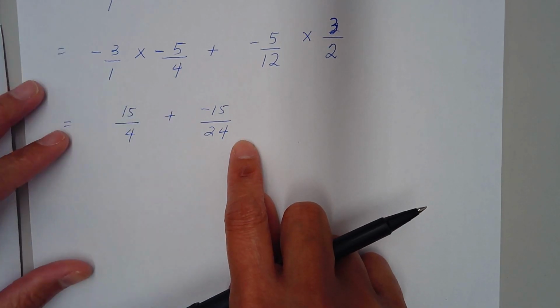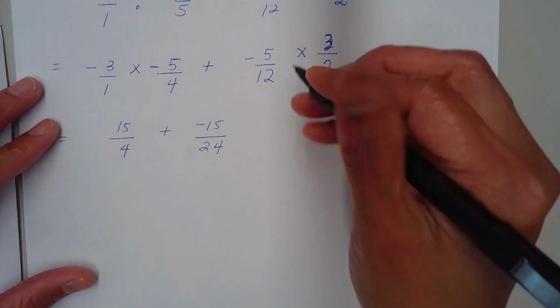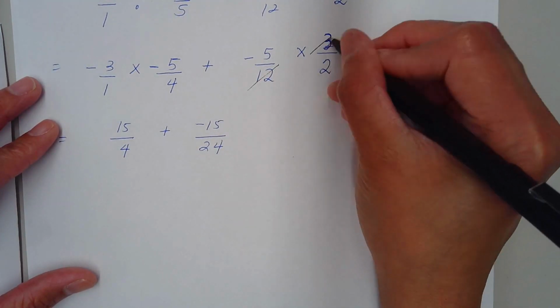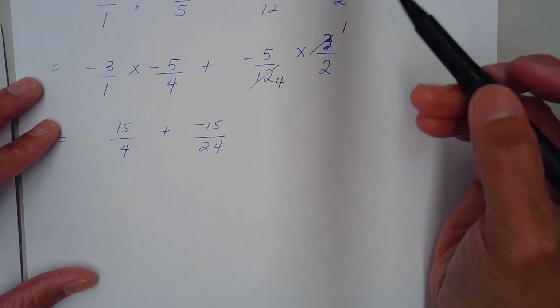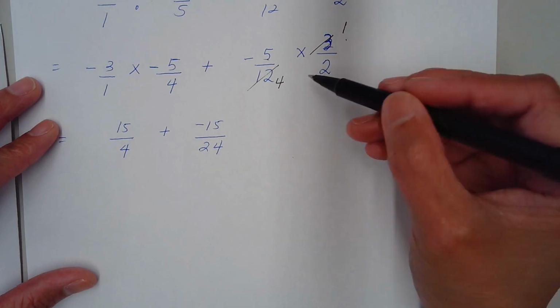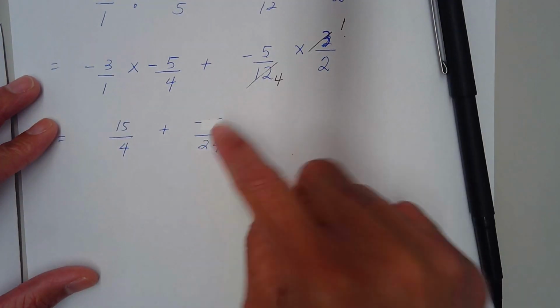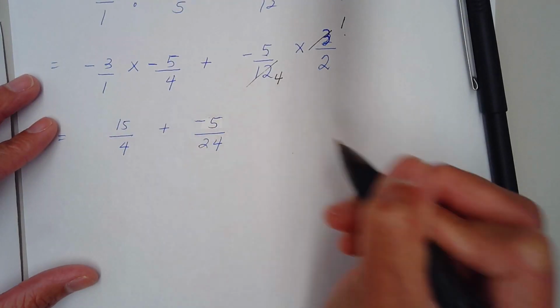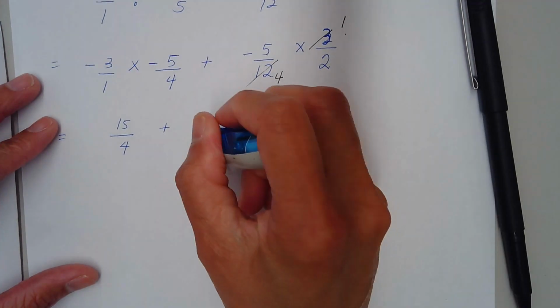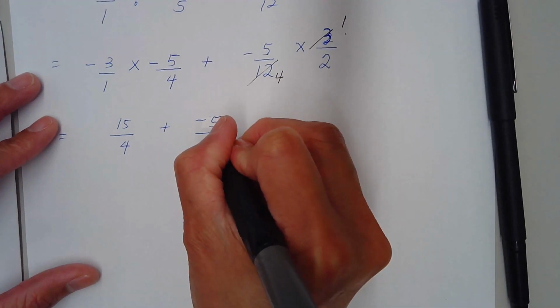Why not cross reduce that one? 5 over 12, 3 over 2. Oh yes, we could do that. We could cross reduce this and this one. 12 and 3 can both be divided by 3, giving 4 and 1. Then 4 and 2 are even, so that becomes negative 5 over 8. That's a good idea, an easy way. I actually didn't see it. Thank you.